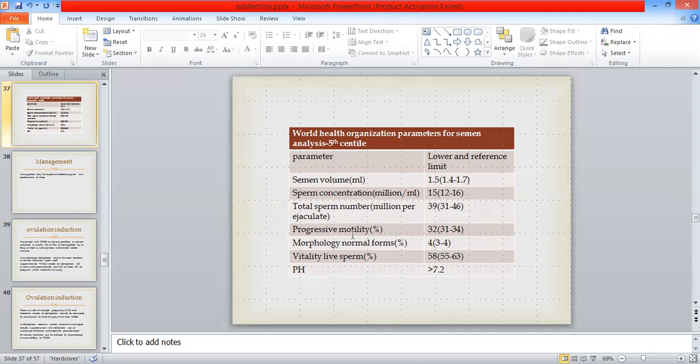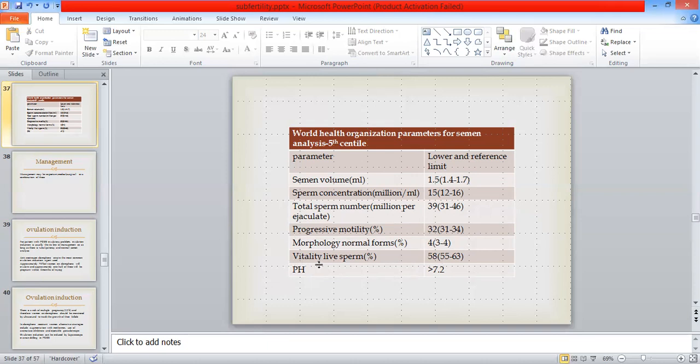Progressive motility means how many sperm are progressively motile. Forward motility, forward not backward, not immotile, not sluggish motile, but progressive, actively motile. It should be 32% of the total ejaculate. 32% of sperm should be progressively motile, and the range is 31 to 34. Morphology of normal forms means how many sperm in the ejaculate are morphologically normal to fertilize an oocyte. 4% of the sperm should be normal for fertilization, and the range is 3 to 4.